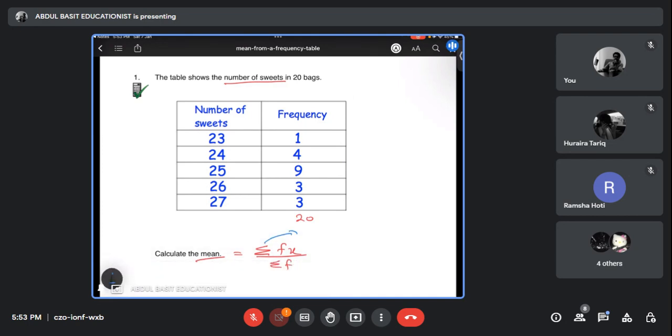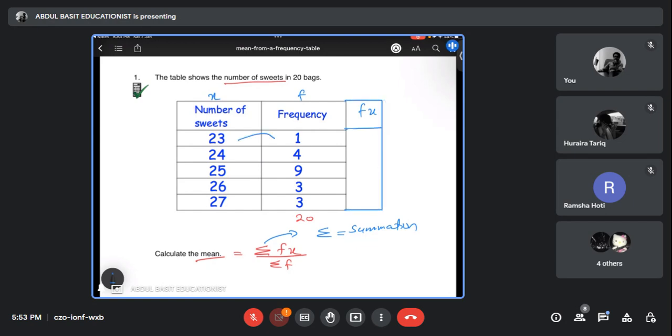Now, this sign means summation, which means you have to add, and this is your x, and f is for frequency. So for fx we need an fx column like that.